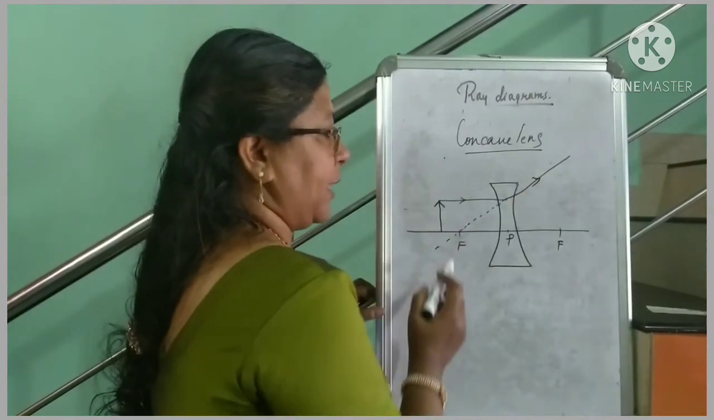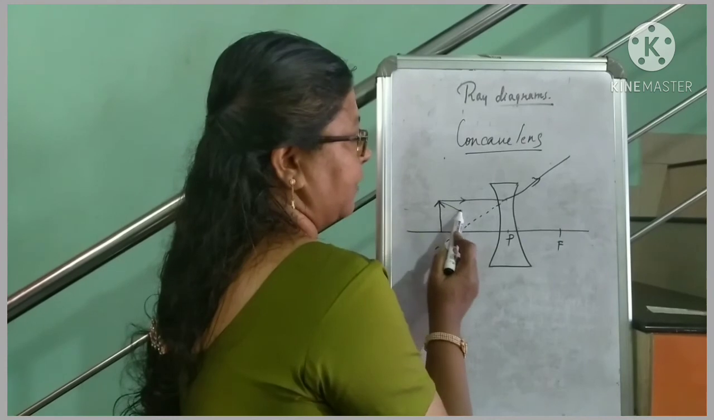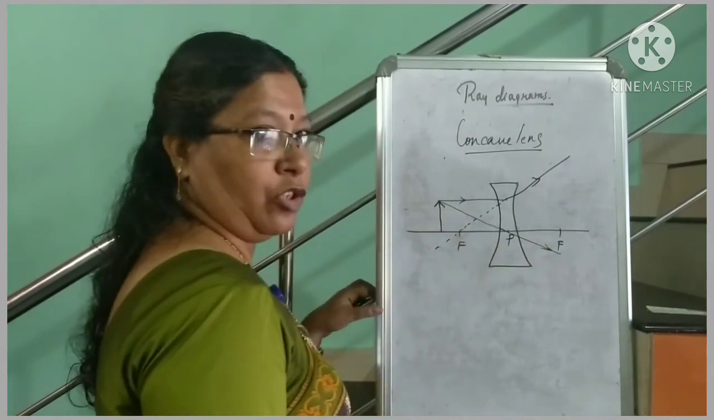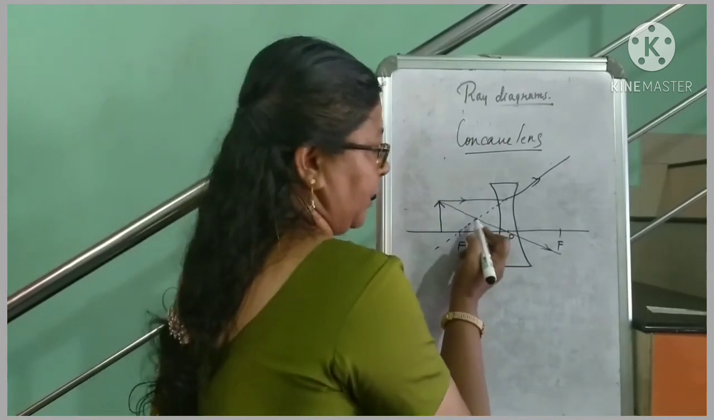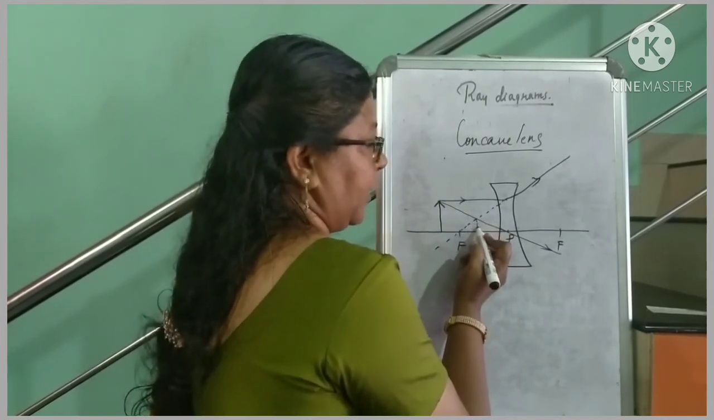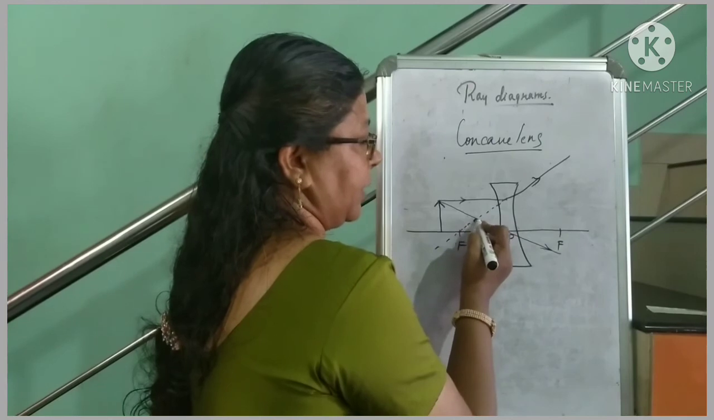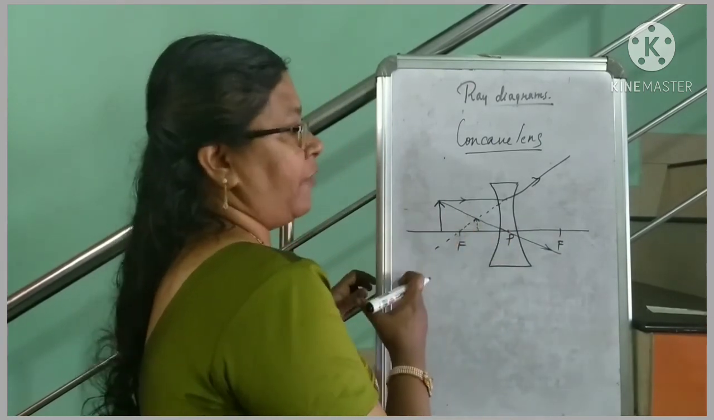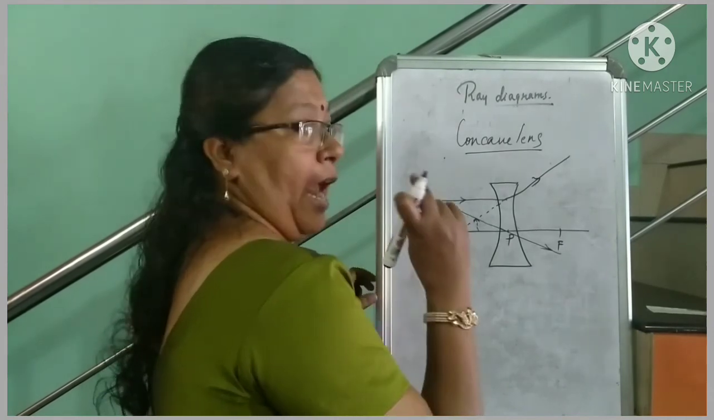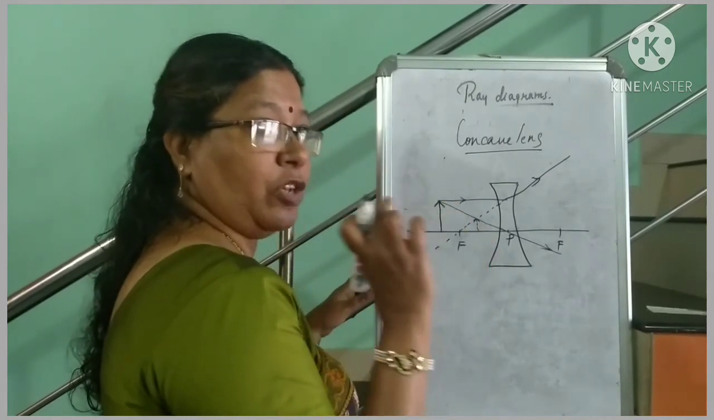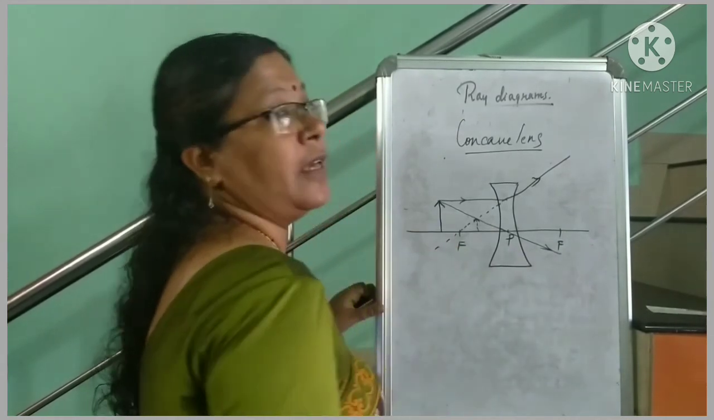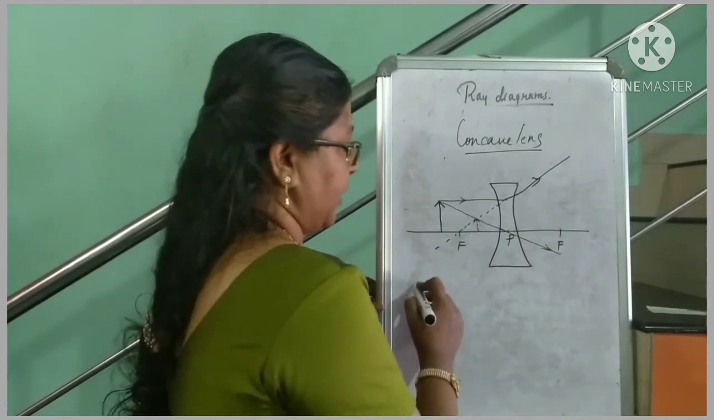So the next one is a ray of light that passes through the optic center will not have any deviation. So where do these two rays of light meet? These two rays of light meet here. So wherever may be an object in front of a concave lens, an erect, diminished, virtual image is formed between F and P. So how do you write?